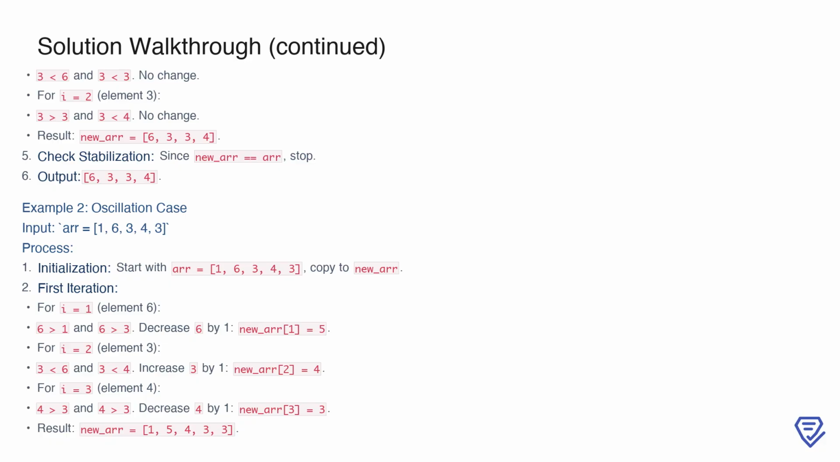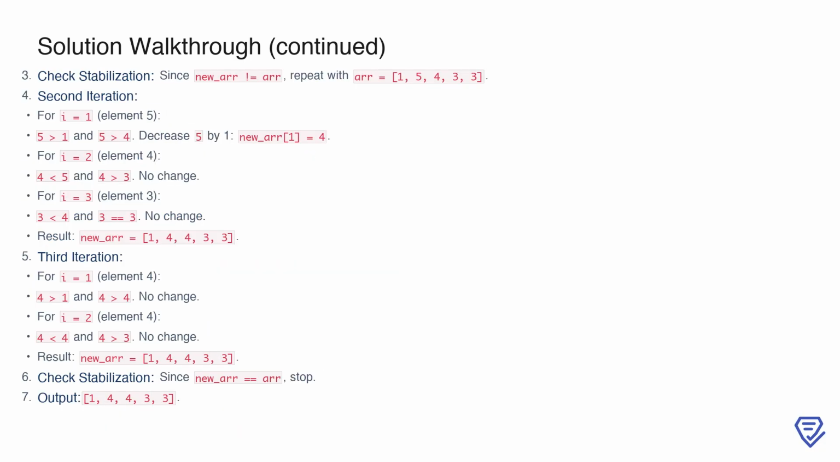At this point, the array has stabilized since no further changes occur. The output for this example is 6, 3, 3, 4. This demonstrates how the transformation process halts once the array reaches a stable state where all elements meet the specified conditions. Next, we'll explore an example where the array undergoes more iterations before stabilizing.